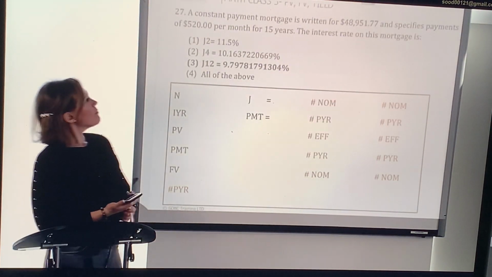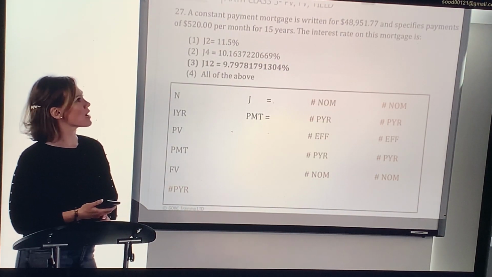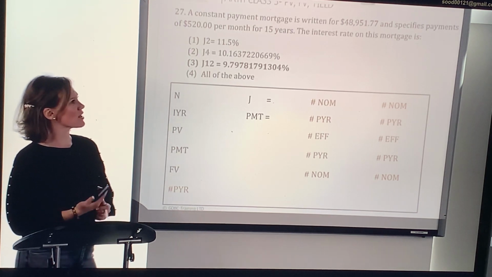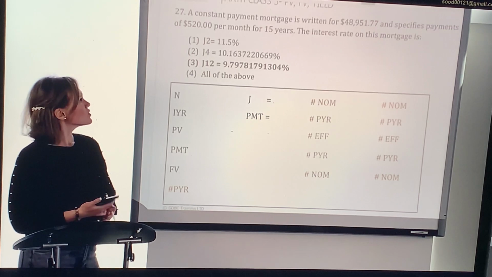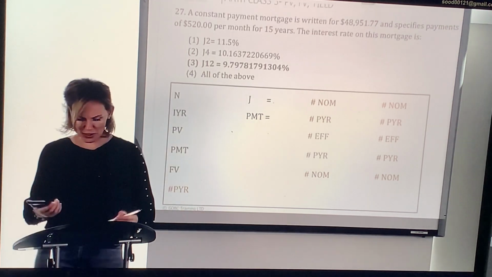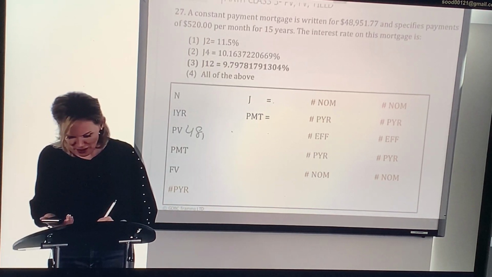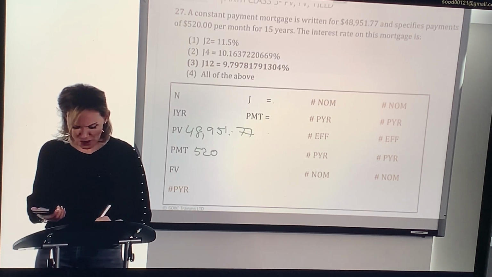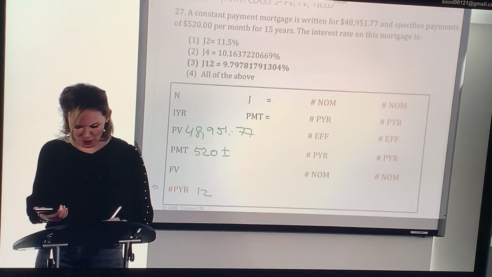A constant payment mortgage is written for $48,951.77. It specified payments of $520 per month for 15 years, and the interest rate of this mortgage is... So it's the same type of question. Your job is to first pull the information out of the question. We have 48,951.77. We have a payment of $520 per month, so we know the payment frequency will be monthly.